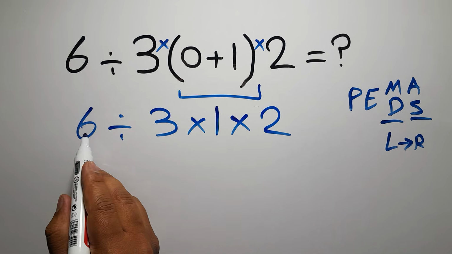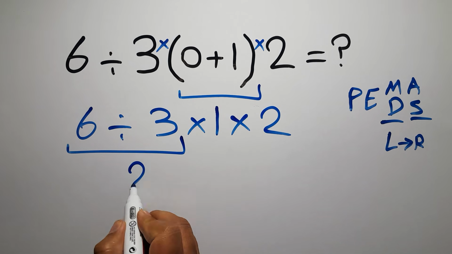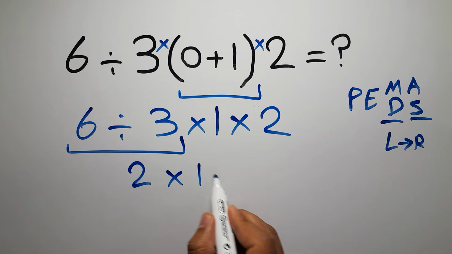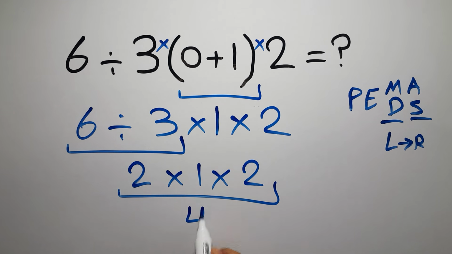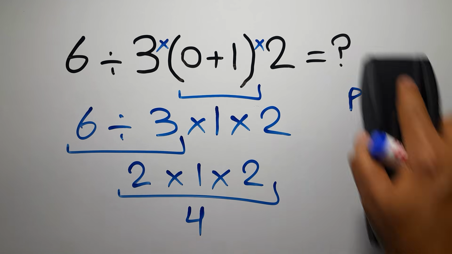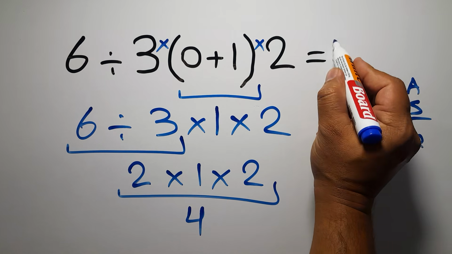Okay, now we have to do this division. 6 divided by 3 gives us 2. So 2 times 1 times 2, which equals just 4. This is our final answer to this problem. The correct answer is 4.